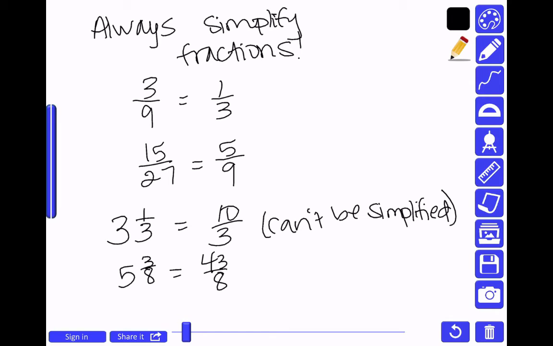And then I've got one more example for you. 4 and 2/3, 4 times 3 is 12, plus 2 is 14 over 3. And none of those can be simplified, so we would just leave our answer like that.